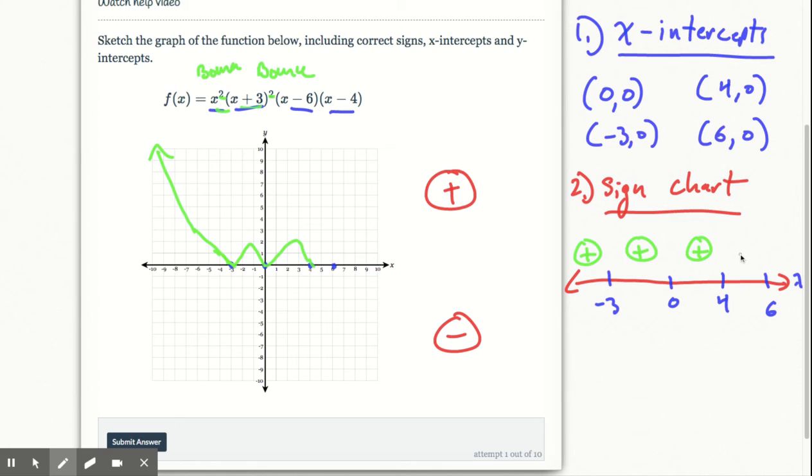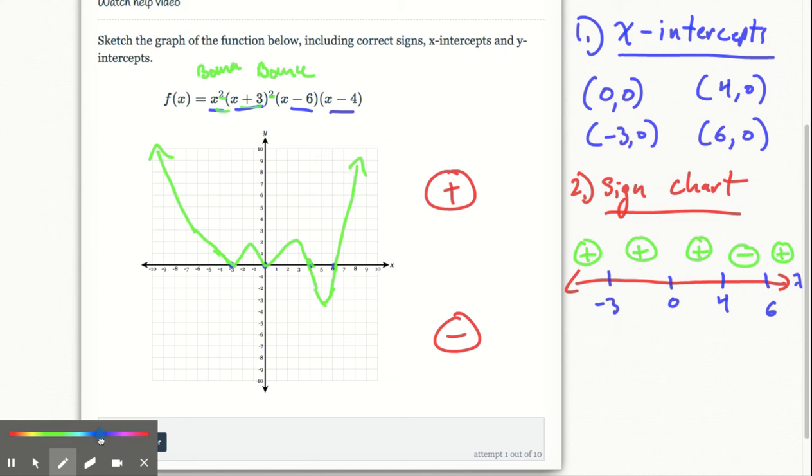Now what happens? If you plug in a test point, for example, +5, you're going to get a negative answer, which means that between 4 and 6, the function dives down, comes back up to hit that last x-intercept. And then what's the sign of that last x-intercept? Or to the right of it, I should say. It becomes positive from there, which means the function is going to cross back through and continue on up towards positive infinity on the right end of the function.